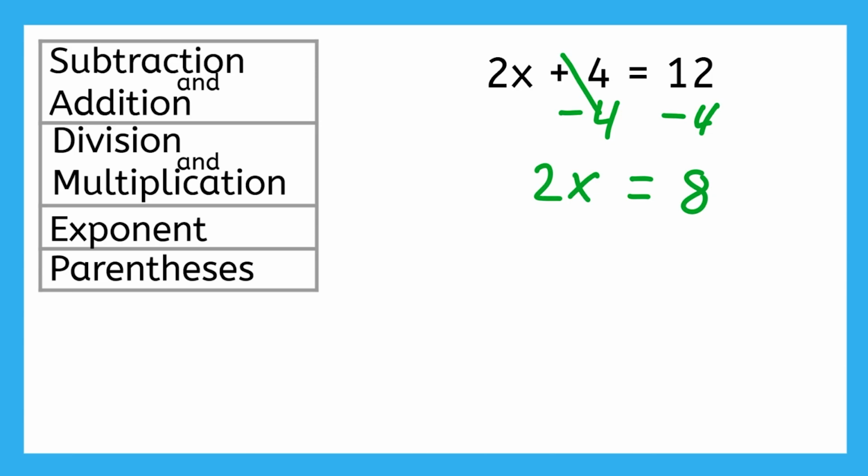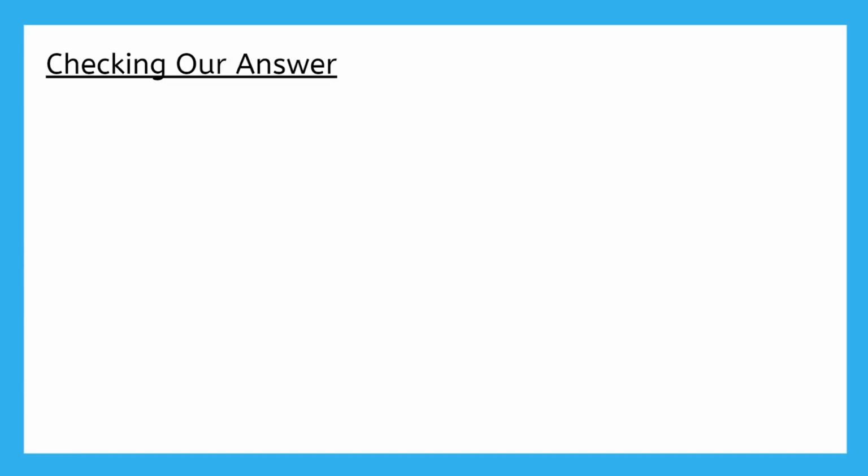Our next step in SODMEP is to undo division and multiplication. We see 2 is multiplied by x here, so we're going to undo that by dividing both sides by 2. And once we do that, we will get x is equal to 4. Just like when we were solving one-step equations, it's super important to check our answer after we solve for x. As a matter of fact, it's even more important now when we're doing 2 and more step equations because there's more opportunities to make a mistake.